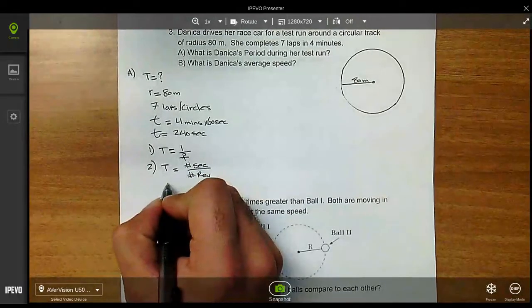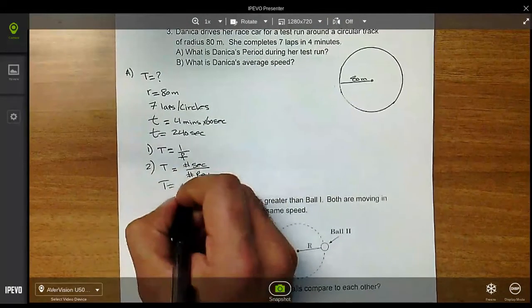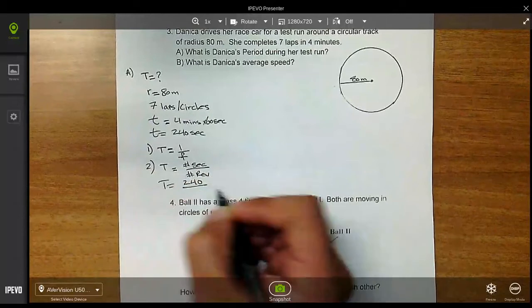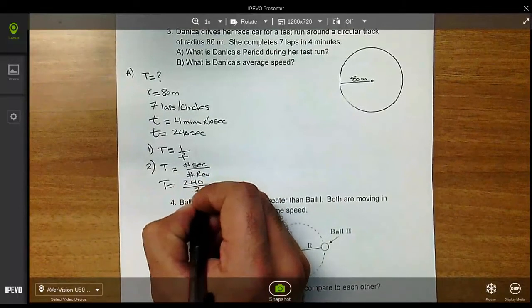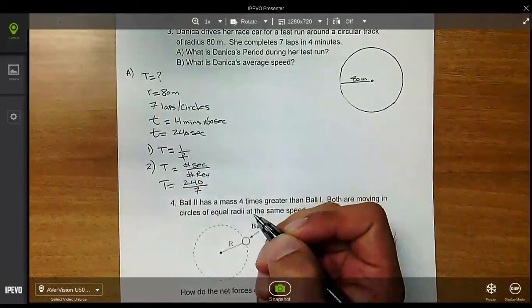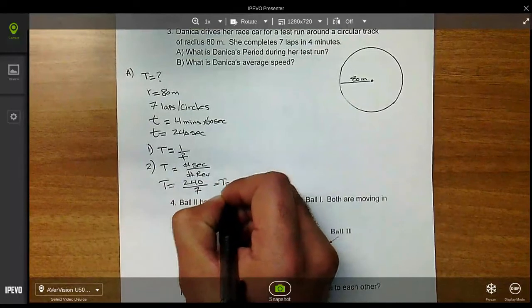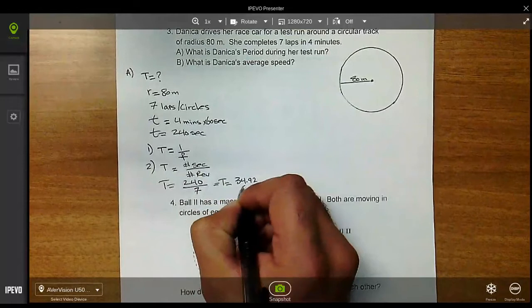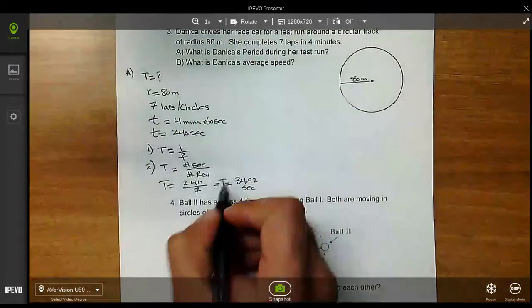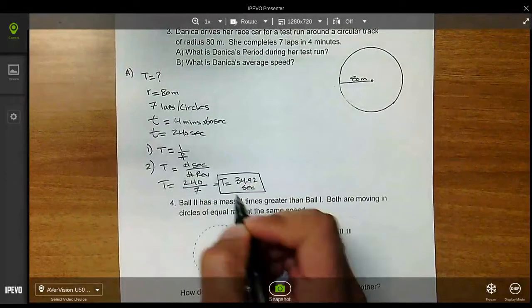And in this case, we have T is equal to, our seconds was 240, and the number of circles or revolutions was 7 laps. So we divide by 7. So 240 divided by 7 gives us a value of T is equal to 34.92 seconds. The unit is still seconds. It is now a capital T for period. So this is our answer for part A.